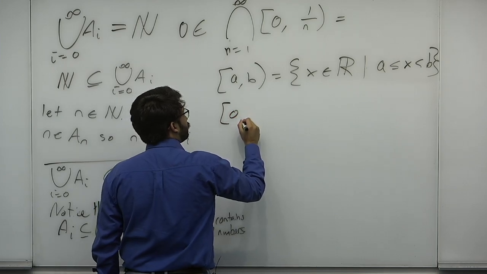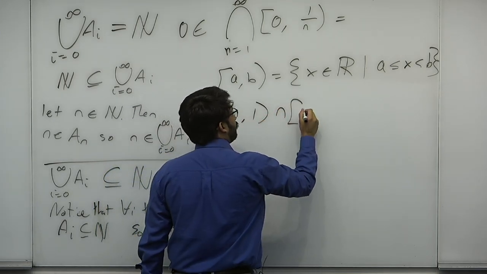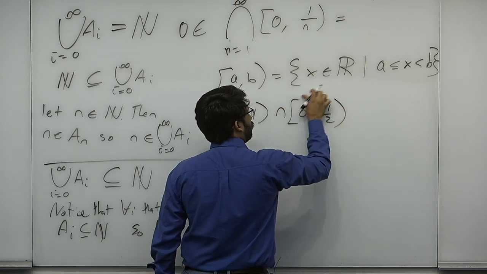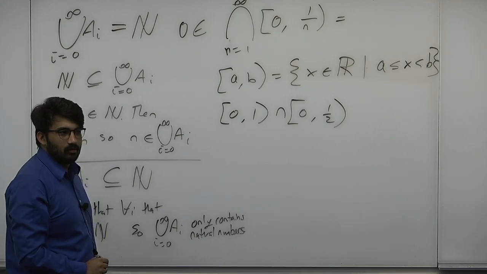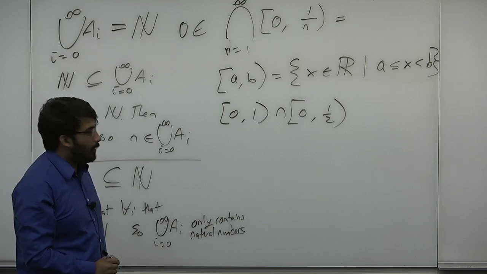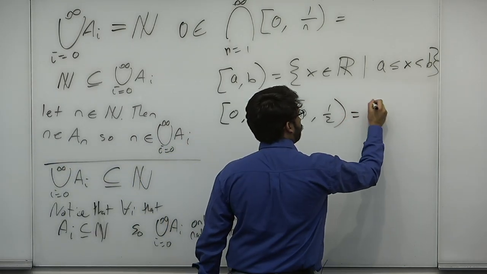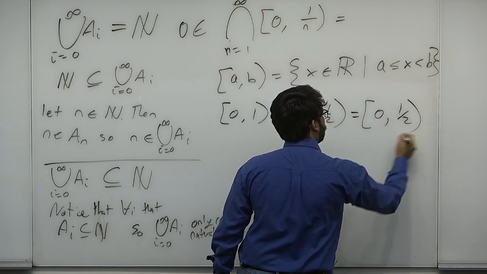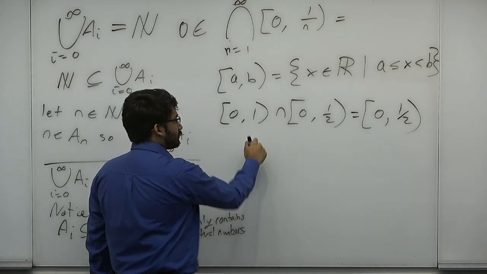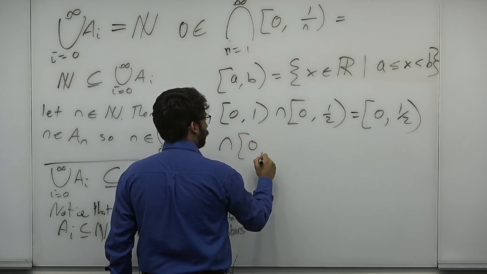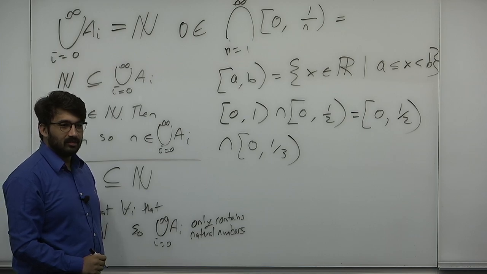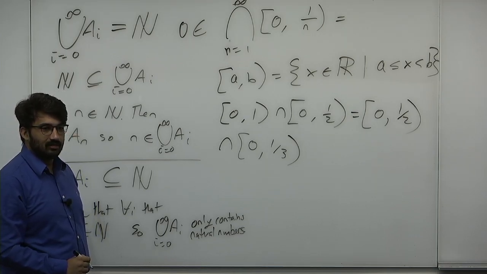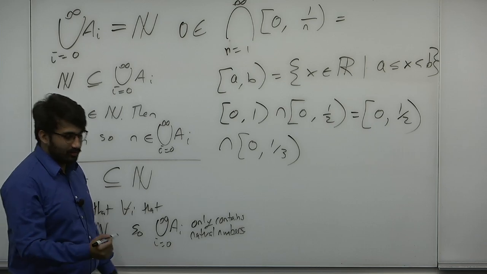Let's take the intersection of 0 to 1 intersect with 0 to 1/2. What is that? What is that set? Zero to 1/2. Yeah. This is a subset of this. Okay. So now, let's take this and we intersect it again with 0 to 1/3. What is that? Zero to one third.